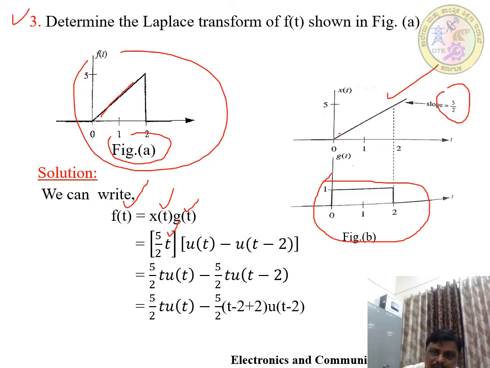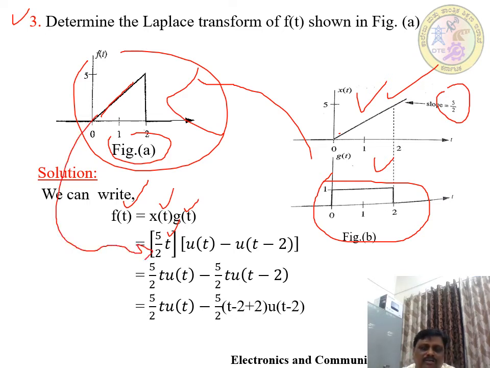If I do multiplication of this and this, what am I going to get? I'm going to get this function, and the same is written in terms of the equation, which is here. Therefore, this is further simplified, multiplying this into this, this into this, and again this into this function. Therefore, 5 by 2 into t into u of t minus 5 by 2 t into u of t minus 2. Right? Further, this can be rewritten as here.